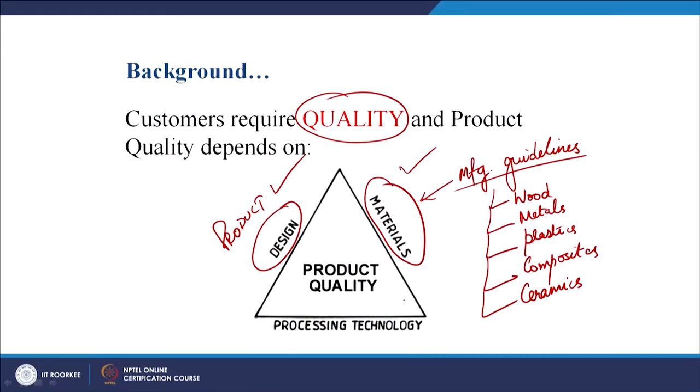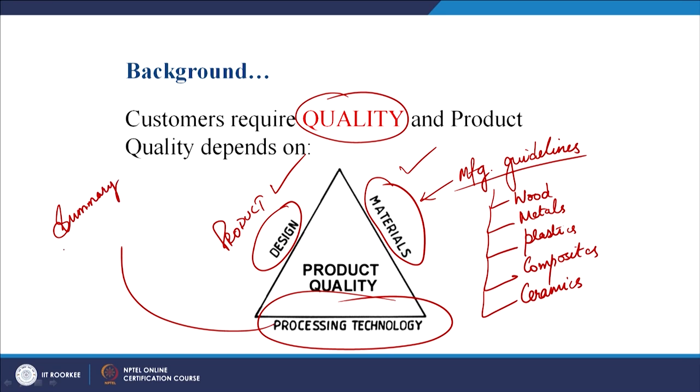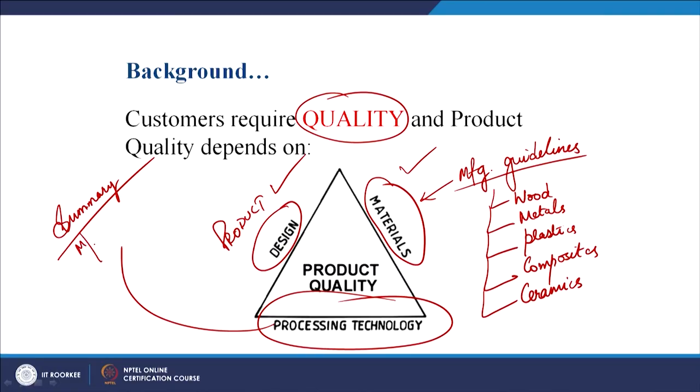And finally, we must have information about the processing technology. And here our offshoot or the summary of this is what is our target in this course. We need to understand the summary of the processing technology. For example, we have already designed the product, and we have selected the material, which is a metallic part, or the product has to be made by using a metal as the material. Now we have to do the machining of that part or the product.